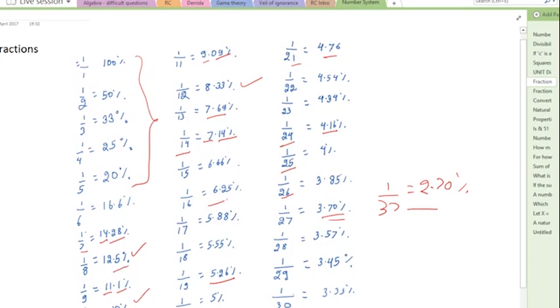1 by 8 and 1 by 16 will be half of each other. So 1 by 8 is 12.5, 1 by 16 is 6.25. 1 by 15 you will have to remember. I did not have any, but 1 by 18 was again, 1 by 11 you remember 9.09. 1 by 18 can be half of 1 by 9, which is 11.1. So 1 by 18 is half of it, which is 5.55%.